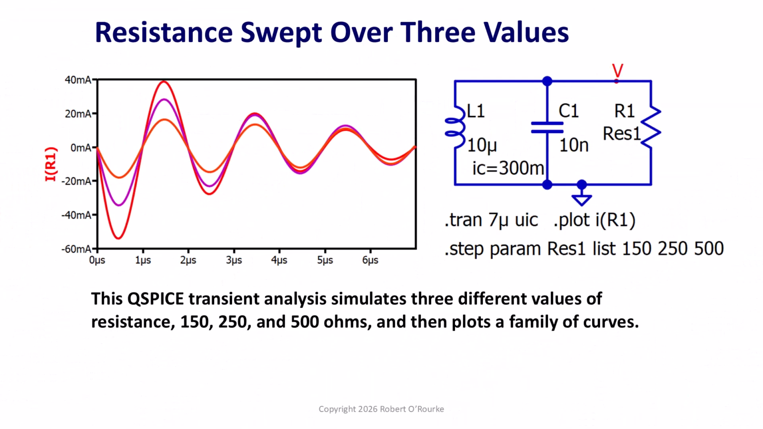Here is a transient simulation in QSPICE where the resistance value of the resistor R1 is swept over three values, 150, 250, and 500 ohms. There are two pieces to this parameter sweep setup. First, the value of the resistor R1 is set to the variable res1, rather than being set to a single numerical constant value of resistance.